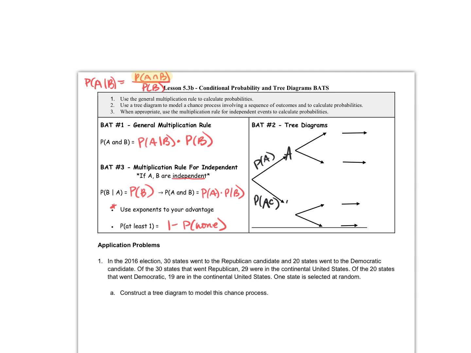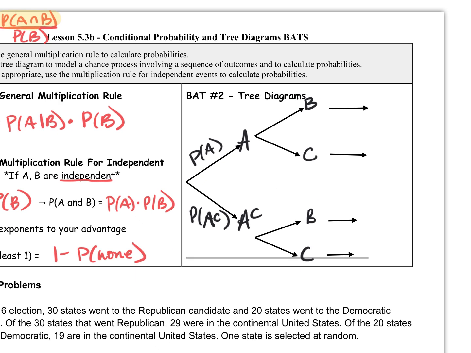So if this is event A, this is event not A. And then once we've done that, we could have event B or C, either way. So this probability that we find right here when we multiply down the chain would be probability of B given A, probability of C given A. Down here is probability of B given not A, probability of C given not A.